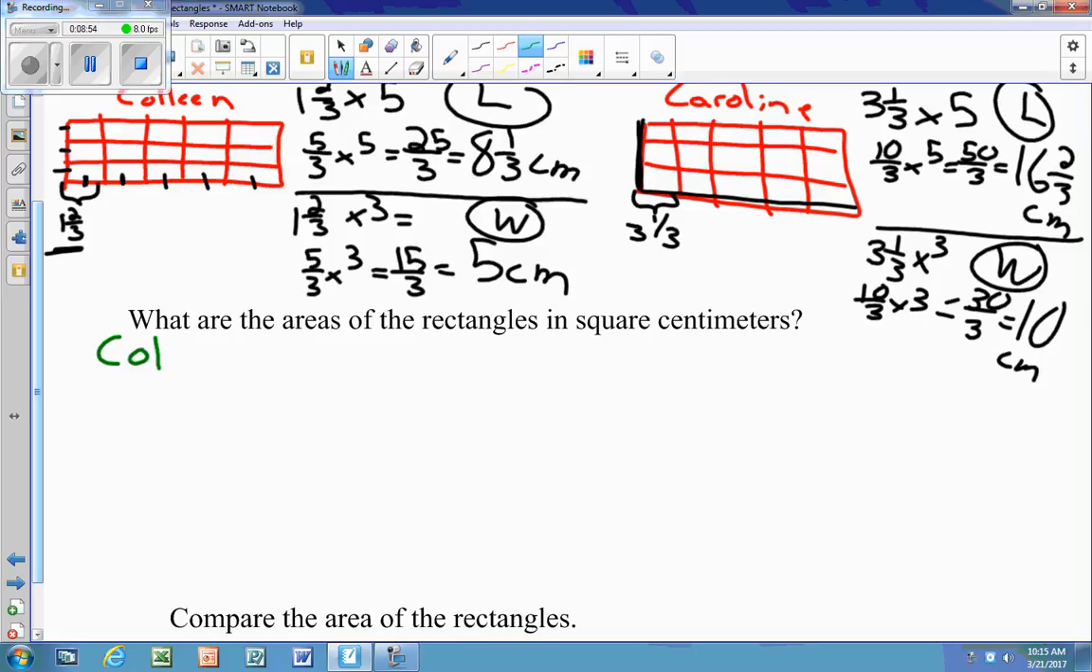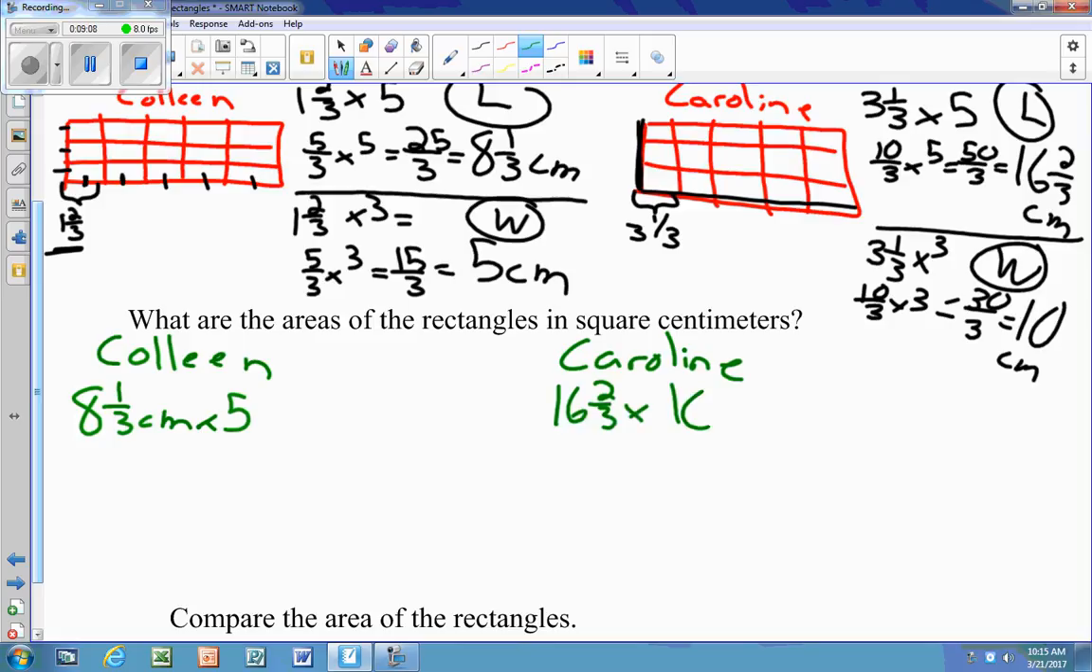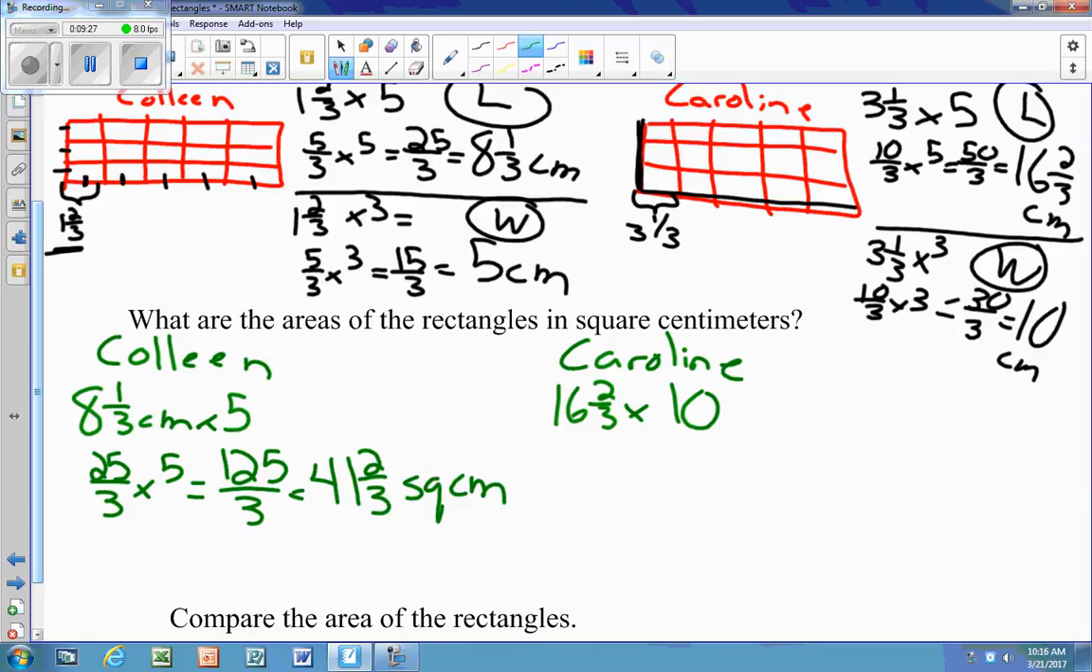So we have Colleen, and her length was 8 1/3 centimeters times 5. And then we have Caroline, and her length was 16 2/3 times 10. So over here, we're going to turn this into an improper fraction. So we end up with 41 2/3 square centimeters.